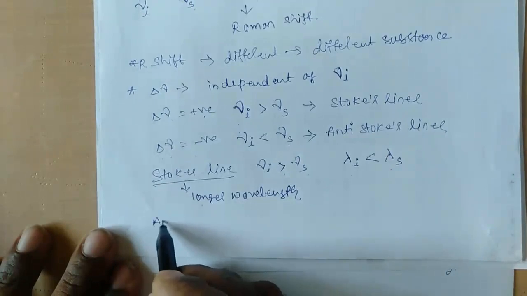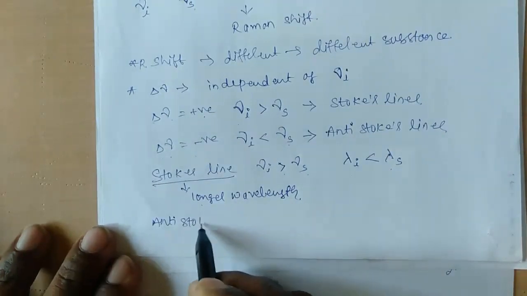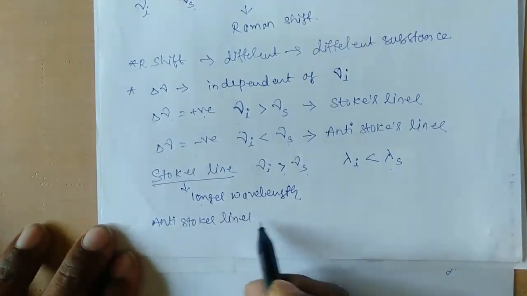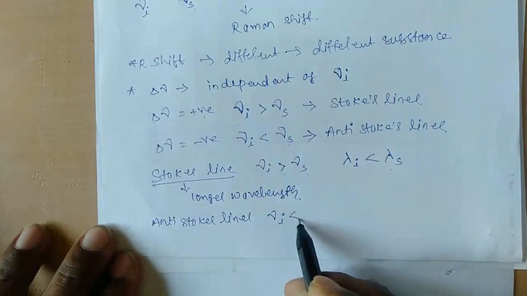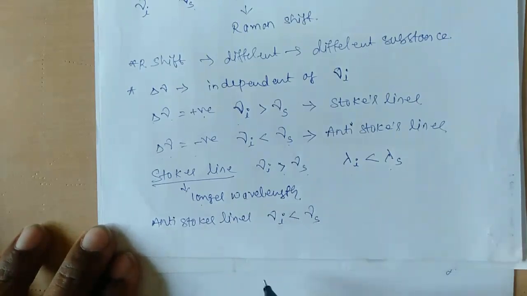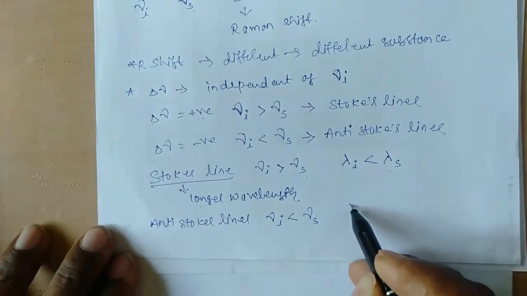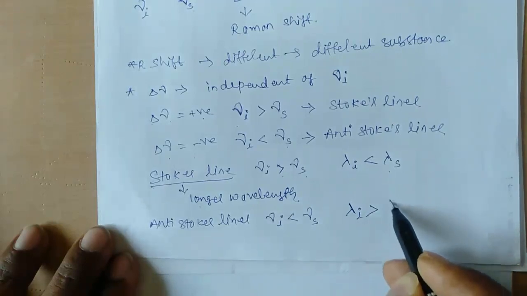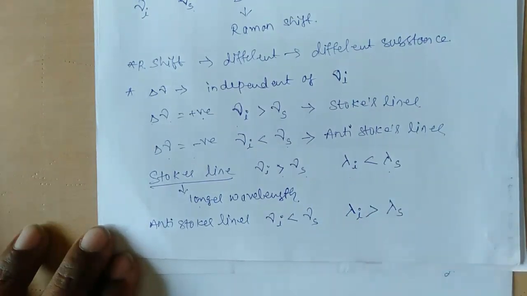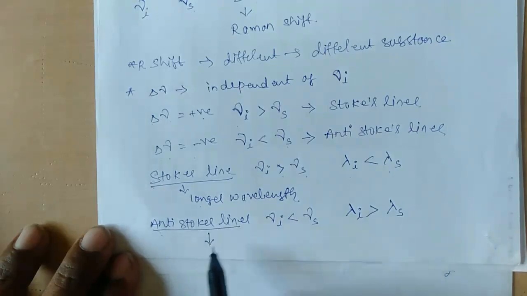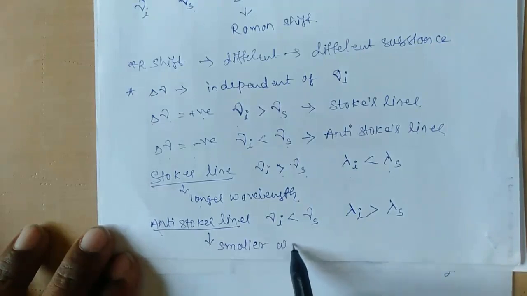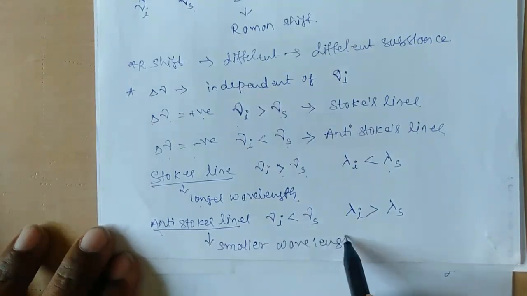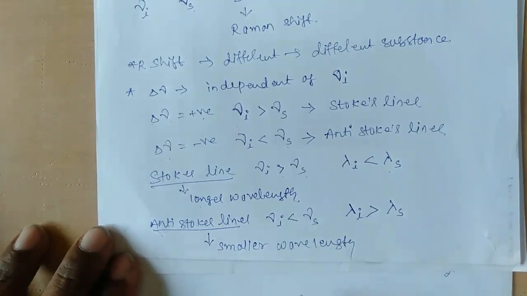Similarly, for anti-Stokes lines, we know that the frequency of the incident light is less than the frequency of the scattered light. That is, in terms of wavelength, the wavelength of the incident light will be greater than that of the scattered light. So, for anti-Stokes lines, it will have a smaller wavelength than that of the incident light. Okay, so this is about Stokes lines and anti-Stokes lines.